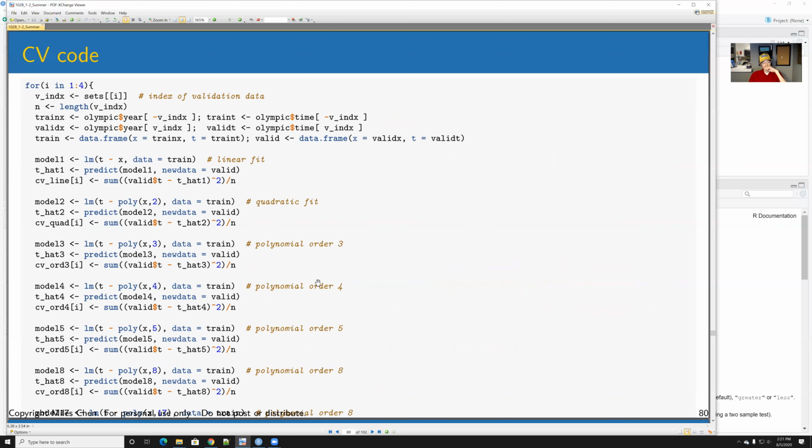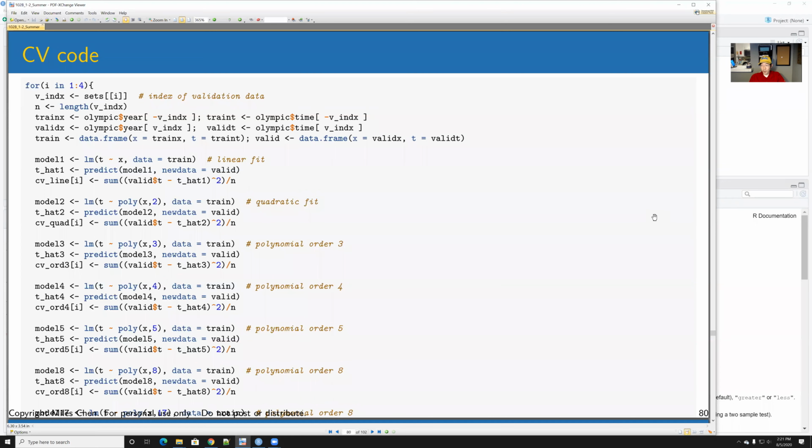And this is basically the same text that I've had before, but I do the same thing for polynomial order 3, poly x3, polynomial order 4, poly x4, polynomial order 5, poly x5, polynomial order 8, poly x8, and then this is all done up with poly x17.